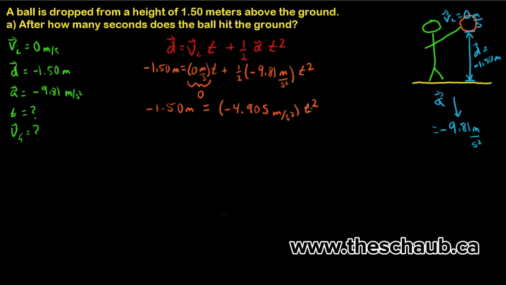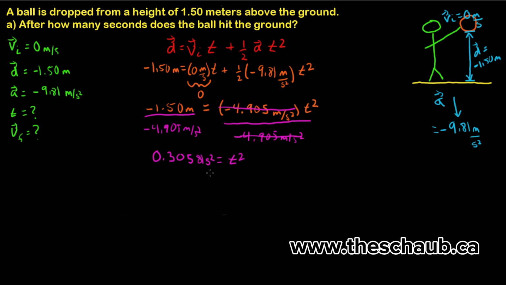Next, we want to get our t squared here all alone. Negative 4.905 is multiplying t squared, so the opposite of multiplying is dividing. We divide both sides by negative 4.905 meters per second squared. And on this side, the two terms just cancel out, so we're left with our t squared term. And on this side, negative 1.5 divided by negative 4.905 gives us 0.3051 seconds squared. We'll keep a few extra terms so we don't end up with any rounding errors.